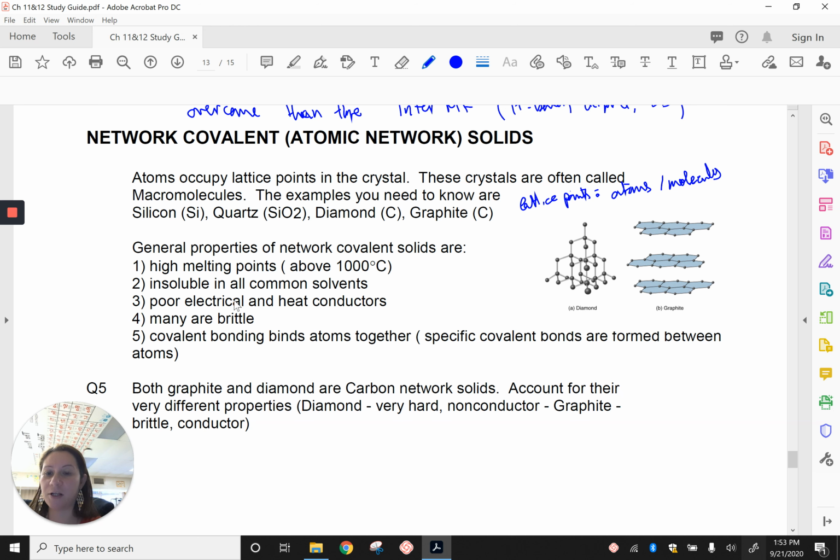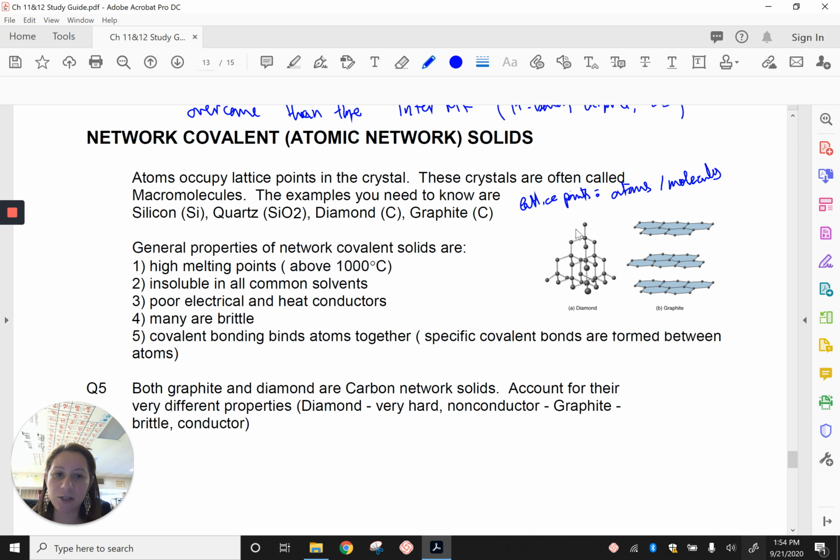Some of them are brittle and some are kind of hard. They are poor electrical and heat conductors. So it's not that they're non-conductors. Some of them actually conduct just slightly. And we have this covalent bonding that is holding these atoms together. Very, very strong. They have very different properties as well. You can tell, diamonds and graphites are very different.